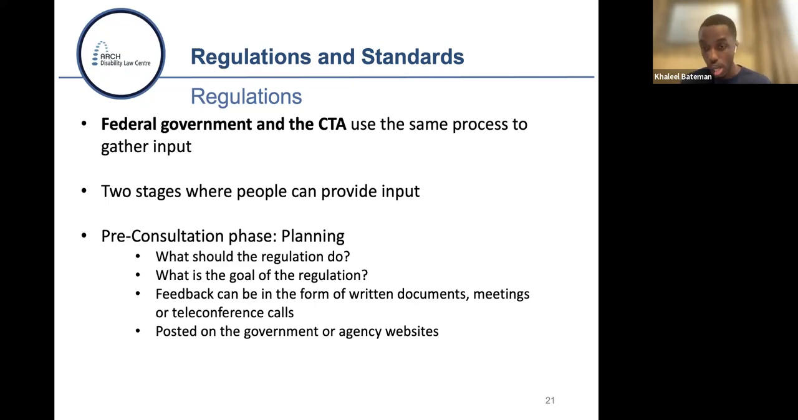The first being the pre-consultation phase, where the planning for the regulation commences. This is where it's determined what the regulation should do, and what the goal of the regulation will be. Feedback from individuals can be received in the form of written documents or at meetings or teleconference calls. The potential regulations would be posted to the government or agency websites for all to find.